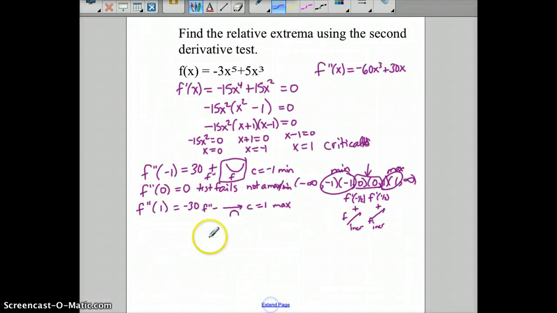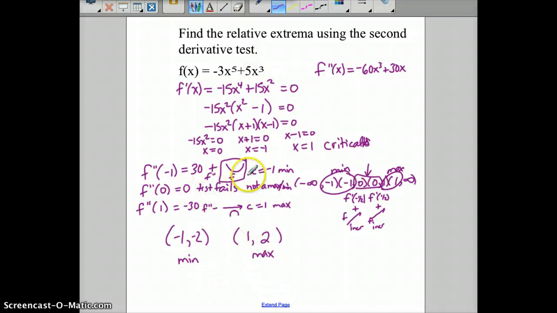So the only thing I have here is negative 1, whatever, is a min, and positive 1, whatever, is a max. So let's find those whatevers. Put negative 1 in here, I get 3 minus 5 is negative 2. Put a positive 1 in here, I get negative 3 plus 5 is positive 2. So those are my min and my max.